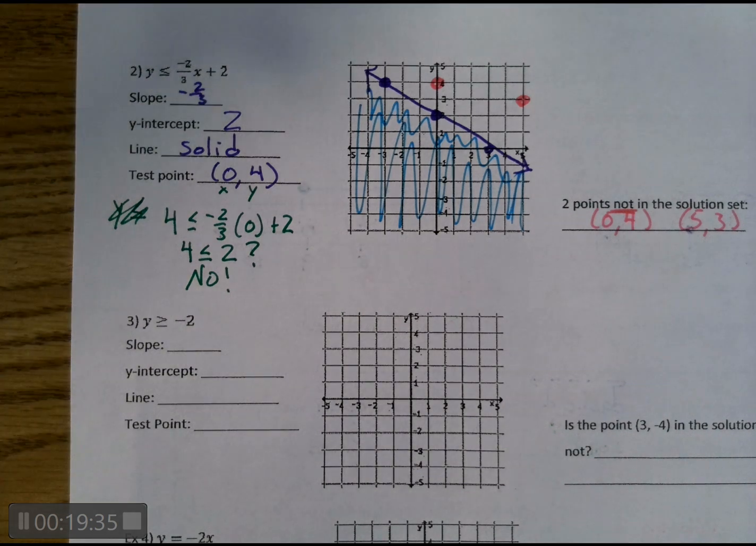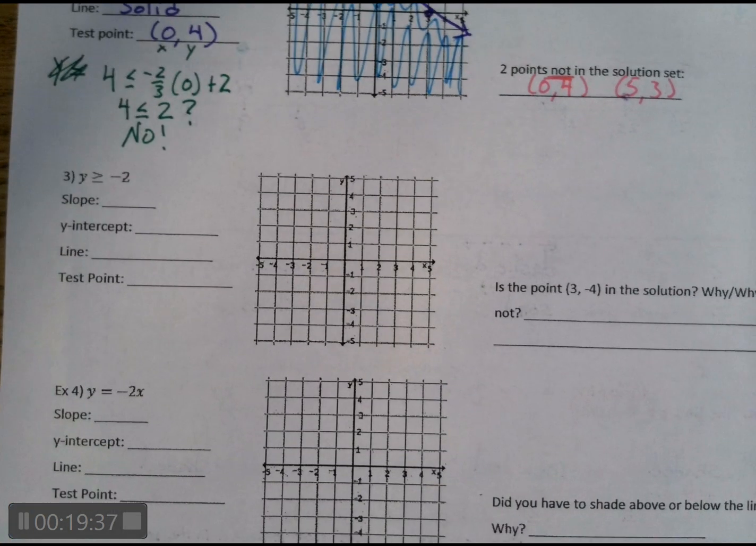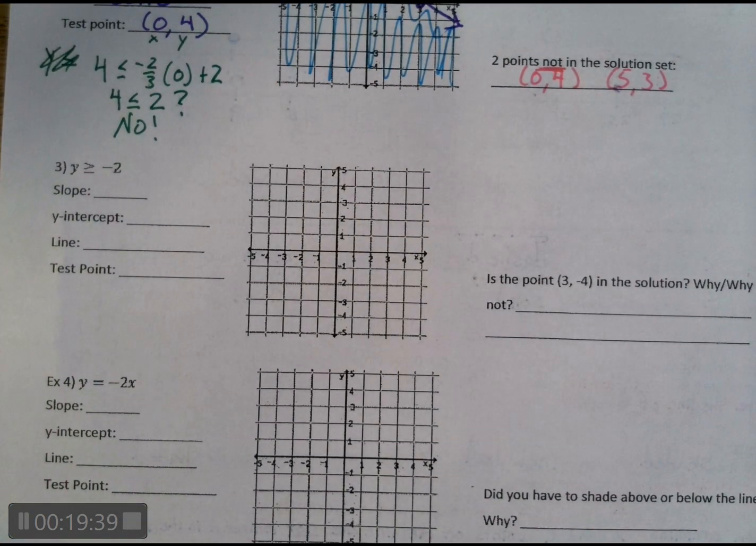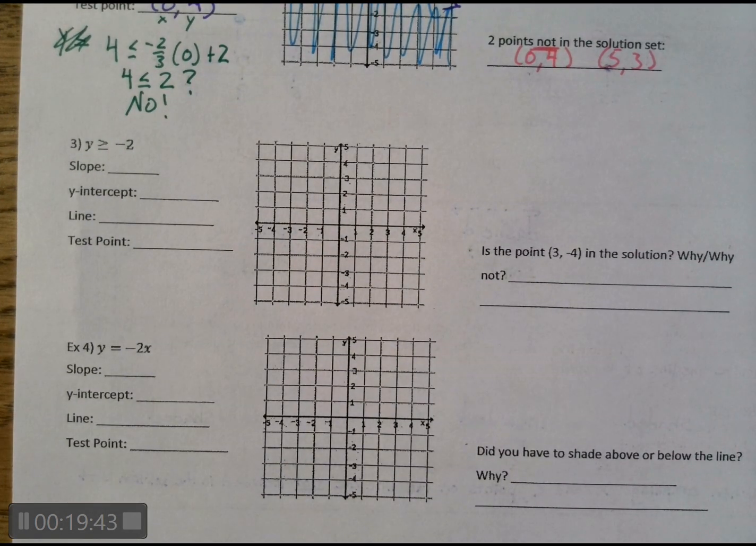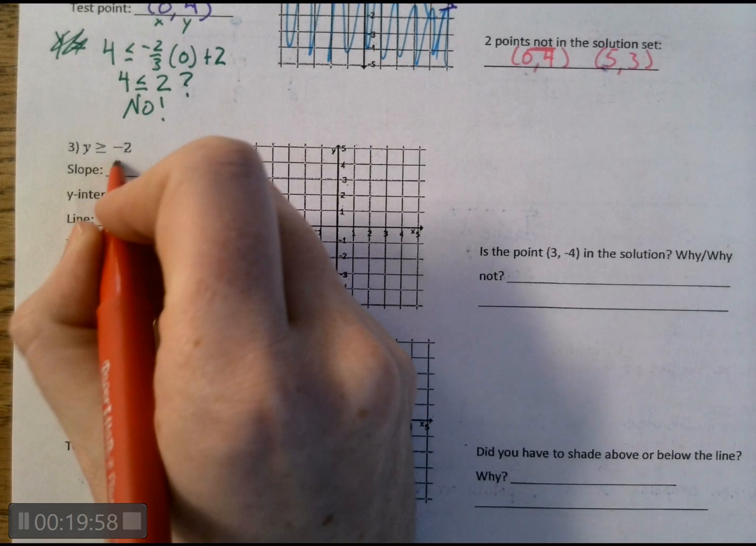Alrighty, we're going to try another one. Y is greater than or equal to negative 2. Do I have a slope? No. So what is my slope? It's 0.